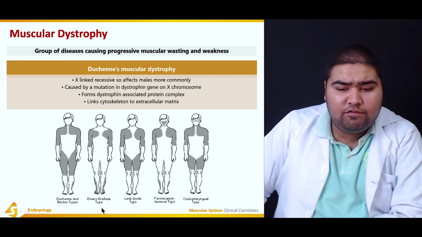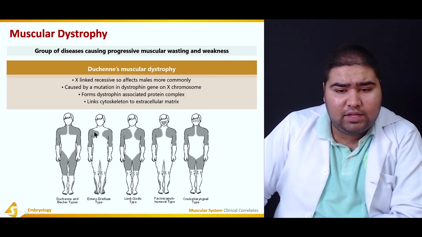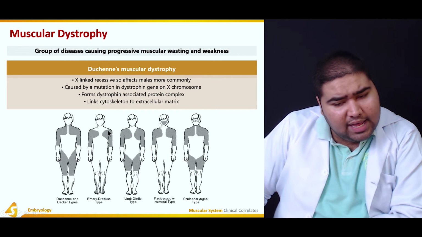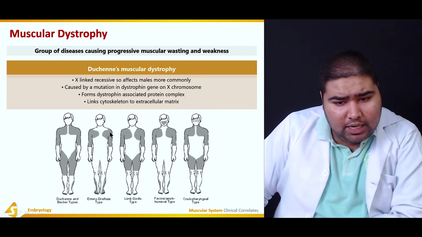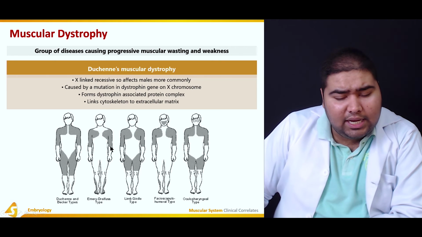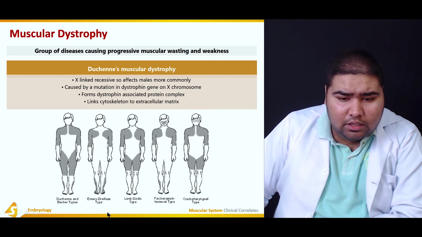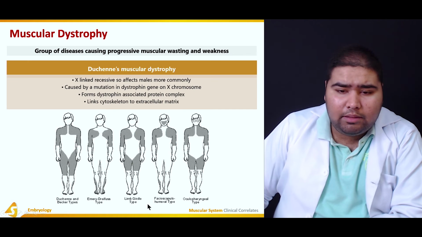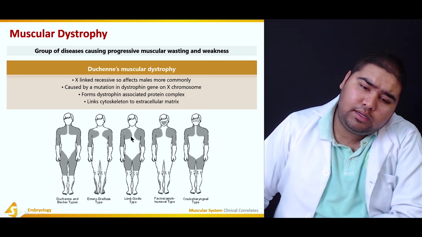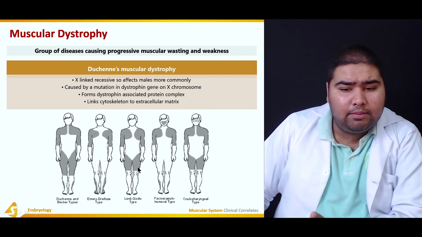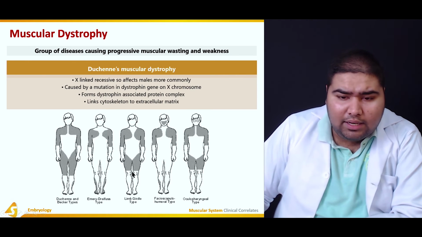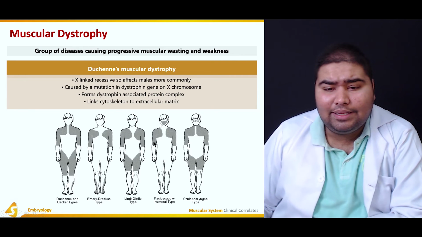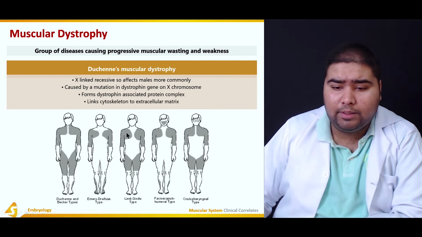In Emery-Dreifuss type, we have the muscles of the upper limb and the pectoral region, and the lower parts of the lower limbs. In limb girdle type, the muscles of the thighs are involved, and the muscles of the shoulder girdle, the pectoral region, and the upper limbs are involved.